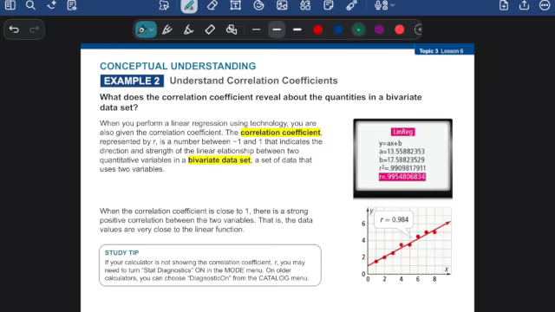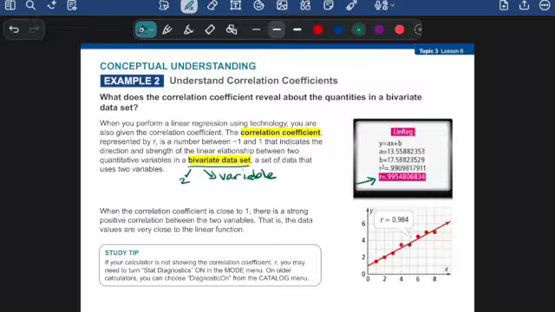Example number 2, understanding correlation coefficient. So another value is this R value here. This is called a correlation coefficient. So correlation means they go together. Okay, things correlate, they match up pretty well, they go together. And we are talking about bivariate data, bi meaning two, variate meaning variables. So we have two variables.